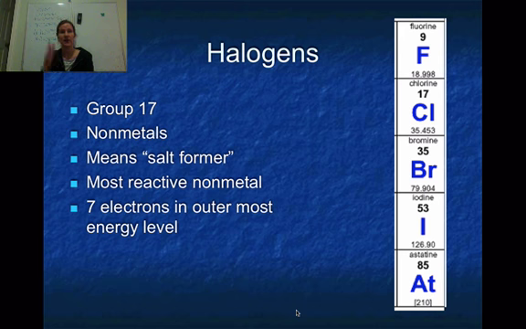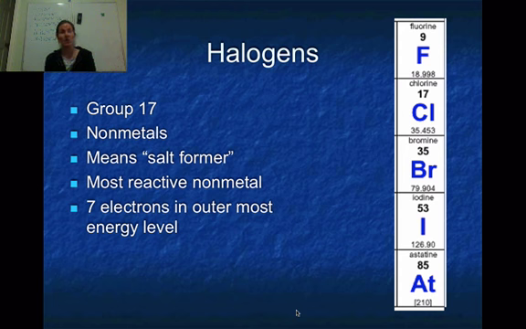They're right here in column 17, or group 17. If you go all the way over on your periodic table to the column right before the column that contains the noble gases, those are all called halogens. Halogens mean salt formers. I'll talk about that in a second. The halogens, as listed here, are fluorine, chlorine, bromine, iodine, and astatine.